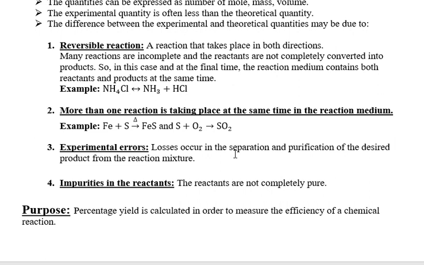The third reason is experimental errors that occur during the separation of the products at the end of the reaction, or it may be due to impurities in the reactants. The reactants are not completely pure. The purpose of calculating the percentage yield is to measure the efficiency of a chemical reaction.